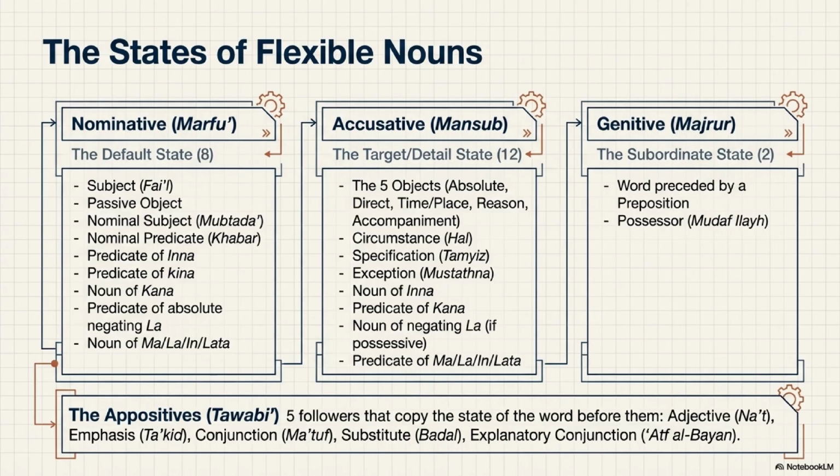It says nouns also get the nominative state when they're connected to specific powerful little words. For example, it mentions the predicate of the particle inna and its sister particles, yes, or the noun of the verb kana, or the nouns of the particles ma, la, in, and lata when they are used specifically to mean not. This is a perfect example of the interlocking system we're talking about. You have a default rule.